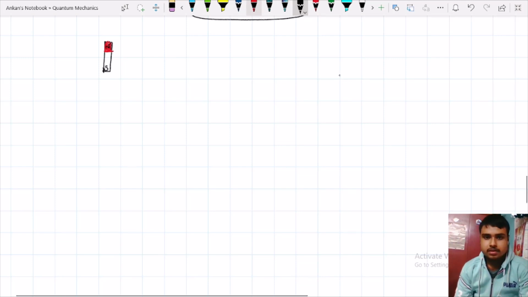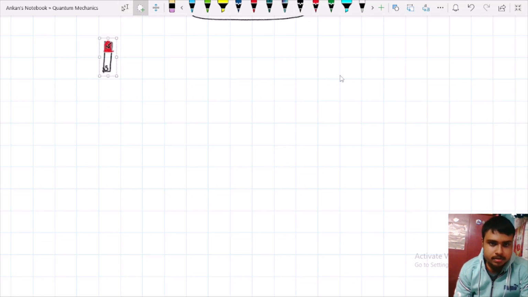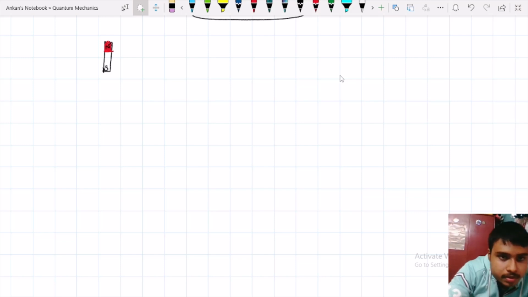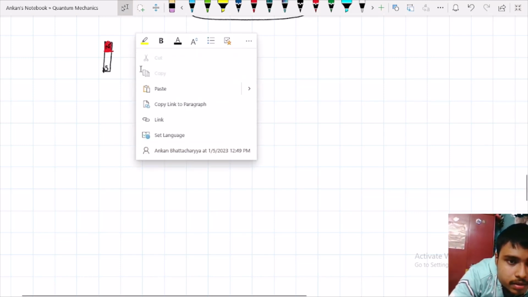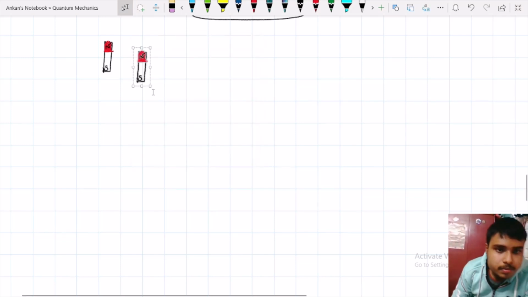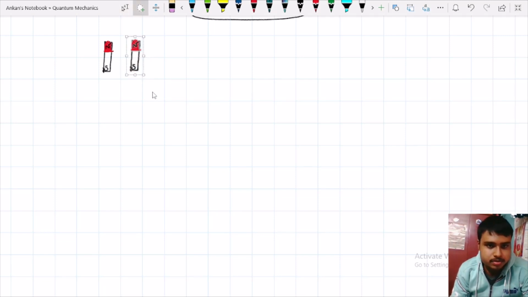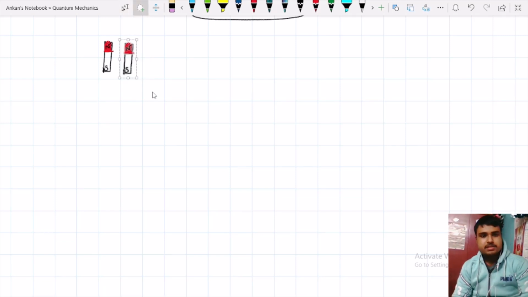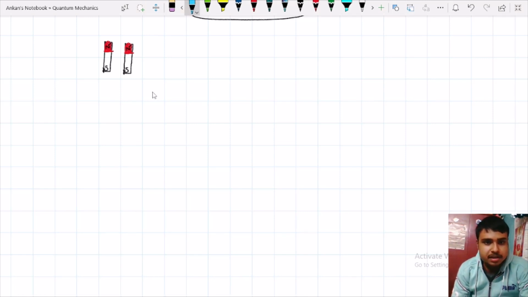Okay, and another bar magnet is also taken, which is placed parallel to each other. So there will be some repulsion between them.